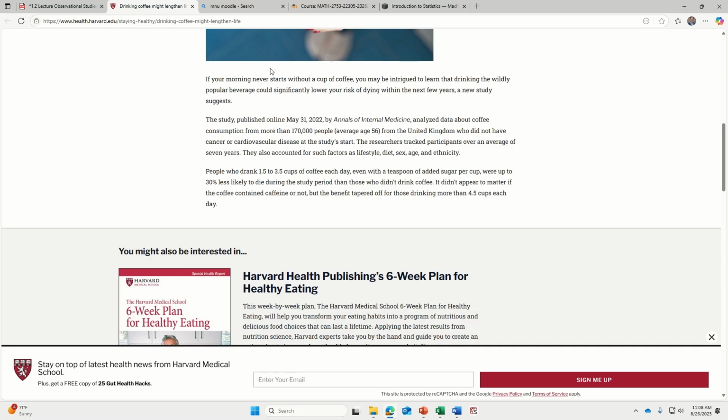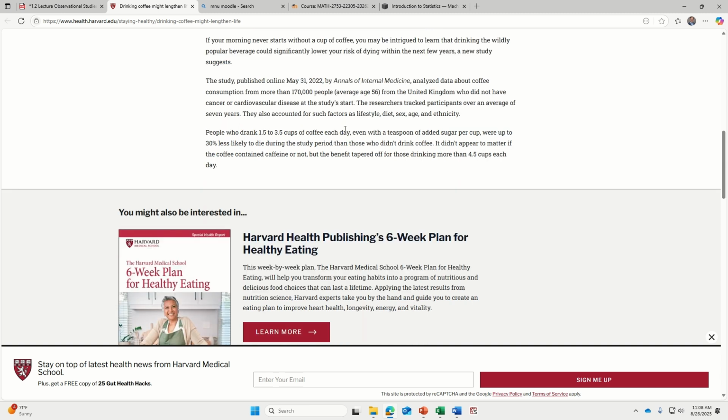So I was reading this article. It says, if your morning never starts with a cup of coffee, you might be intrigued to learn that drinking, whatever, blah, blah, blah. What am I actually interested in? This sentence right here. I know it's really small. I'll read it. They accounted for such factors as lifestyle, diet, sex, age, and ethnicity.